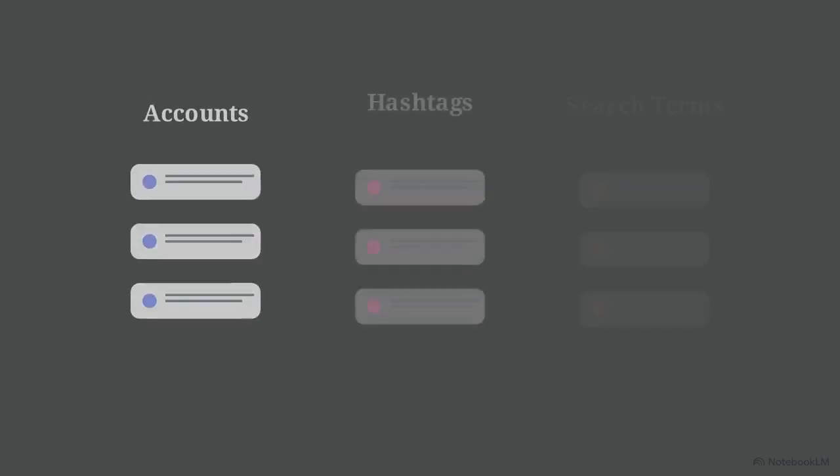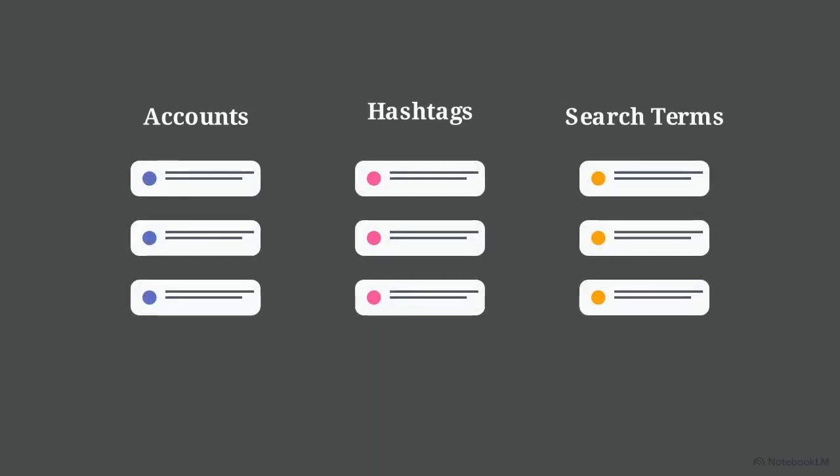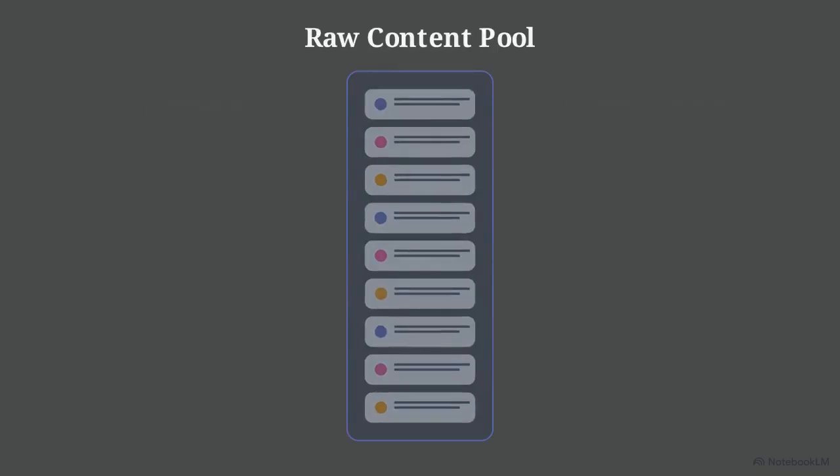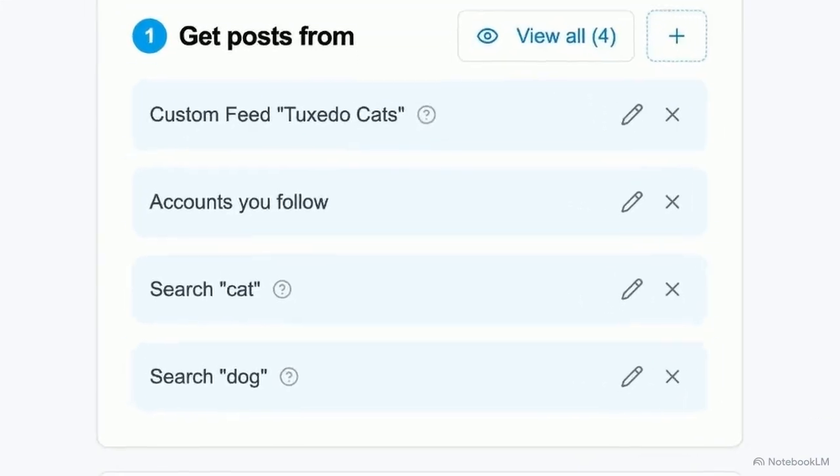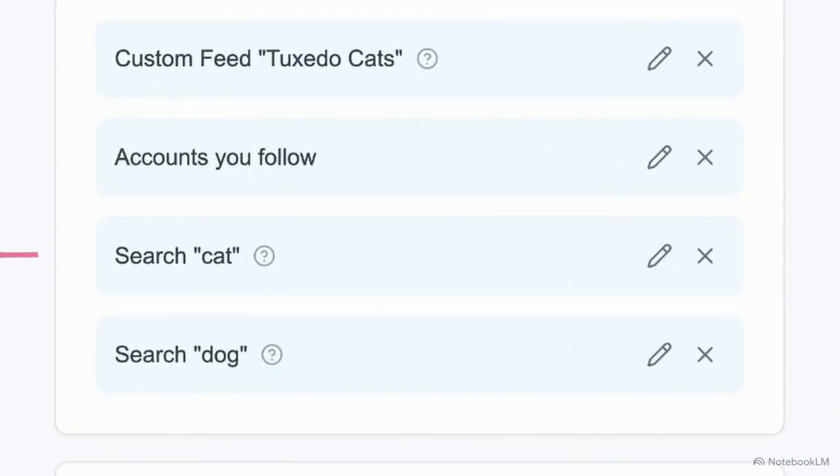The first step in this new workload is sourcing. You have to explicitly tell the system where to pull its raw material from. Here's the source selection interface. You can stack inputs, pulling posts from accounts you follow alongside broad keyword searches. Mixing inputs creates a volume problem. A high-traffic search generates thousands of posts an hour, drowning out occasional updates from quiet accounts.